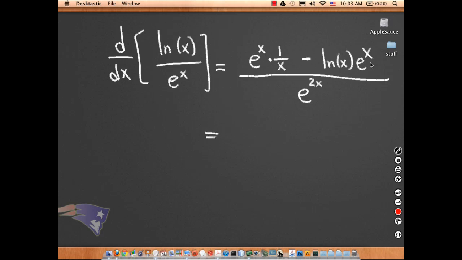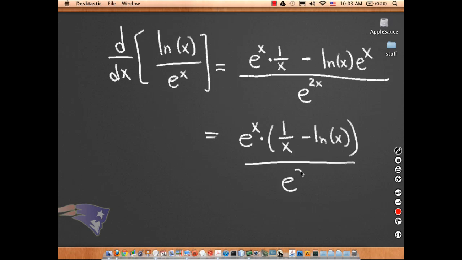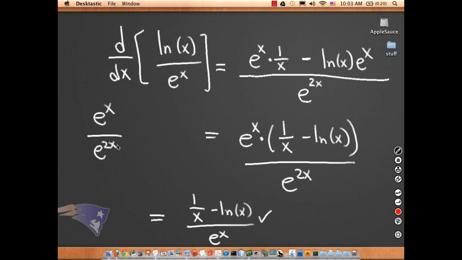So if I was to simplify this, Cody, what I would do is I would actually factor out an e to the x, leaving me with 1 over x minus natural log x over e to the 2x. And do you see that this part here with this part here reduces down back to e to the x again? So my final answer is 1 over x minus natural log x all over e to the x again. Because e to the x over e to the 2x is equal to 1 over e to the x. That's why that reduces to that. And there we go.